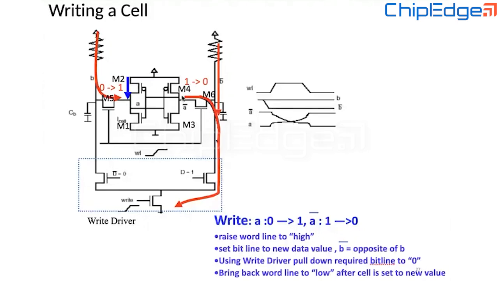So the trigger point comes from the A bar, and A bar is discharging because we are making this bit line discharge because of the data we have chosen to write. So this A bar goes down, this A goes up, and the cell gets flipped. Right? So this is how the writing mechanism happens.